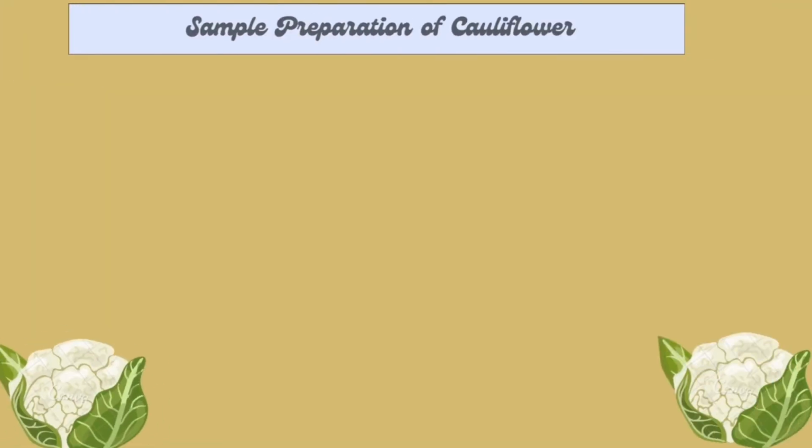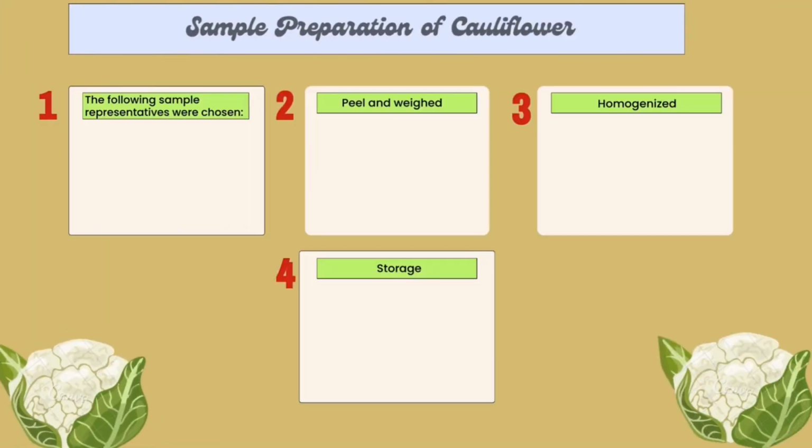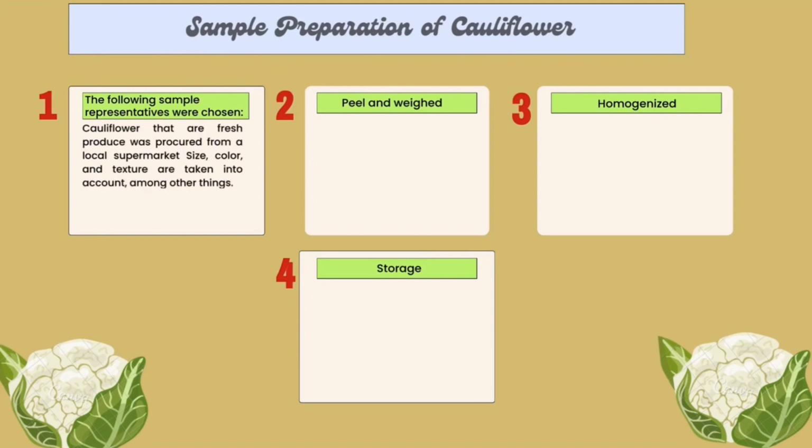Other than that, cauliflower is used as a sample. Here are 4 steps in cauliflower sample preparation. Cauliflower that is fresh produce was procured from a local supermarket. Size, color, and texture are taken into account, among other things.